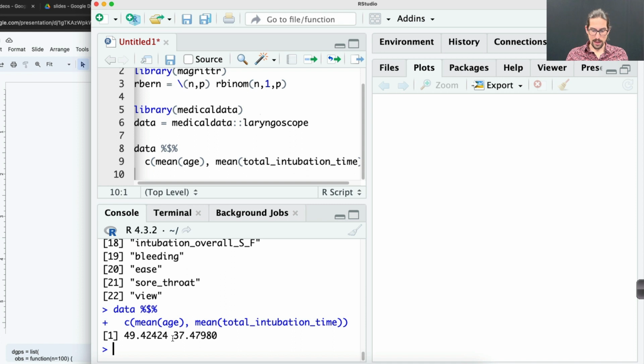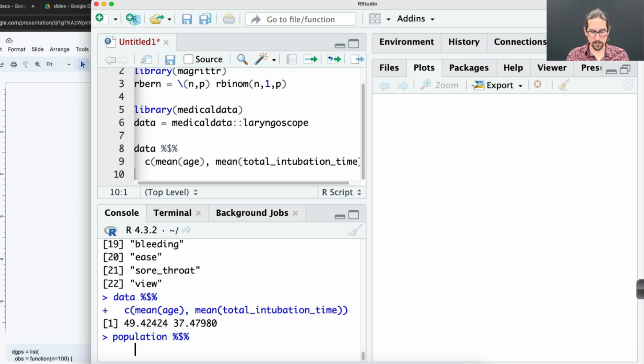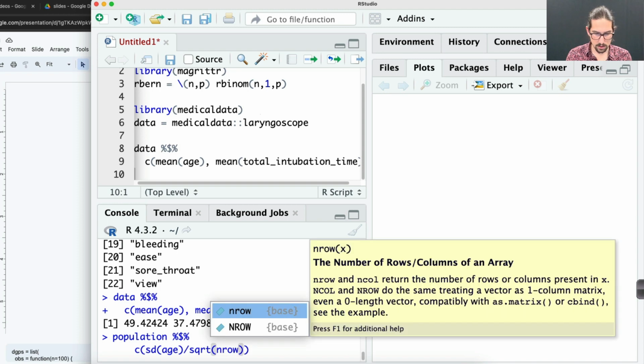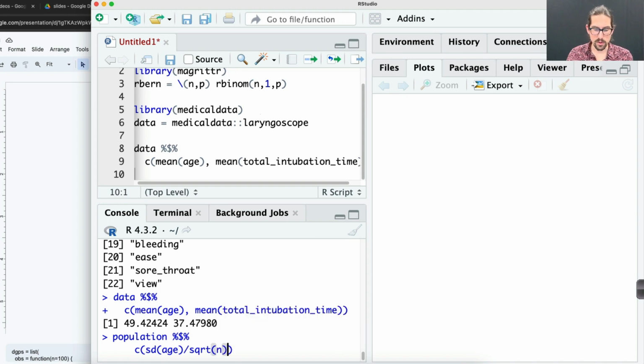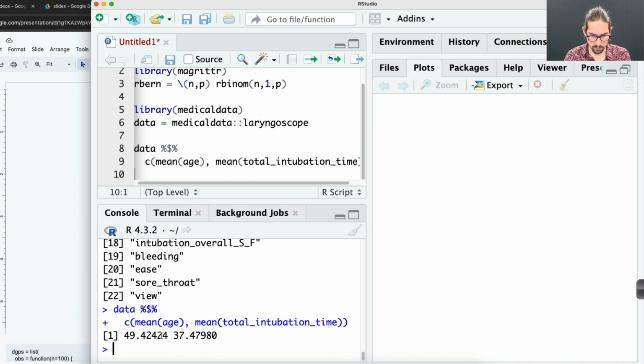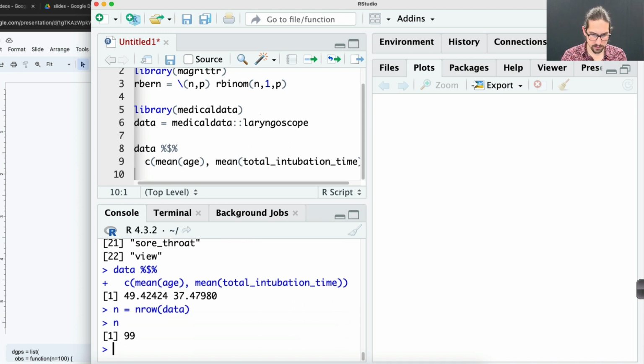Well, we know that if we had the population data, the standard error of those estimates, according to what we did on the last slide, would be like this. It would involve n, where this is referring to how many people are in the population. We don't have the population, but we have the data, so we're going to just use the data as a surrogate and construct the plugin estimator. Let's first just define n before we do this. So we have 99 people in this data set.